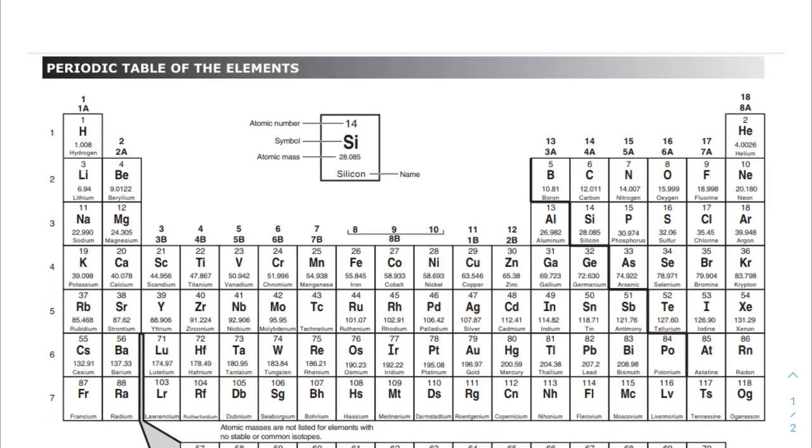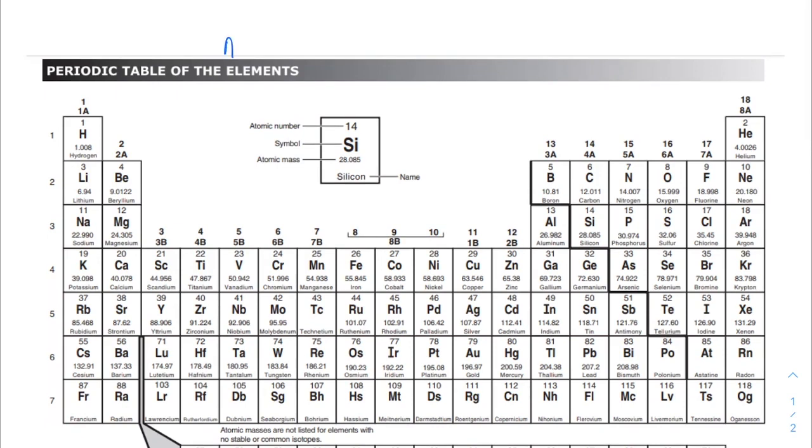So here is the beautiful periodic table of the elements. First thing I want to mention is we could very easily, instead of saying periodic table of the elements, say it's the periodic table of the atoms, because as you have now learned, elements are made up of a single kind of atom. Every element has its own distinctive atom.